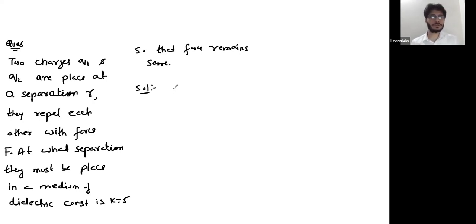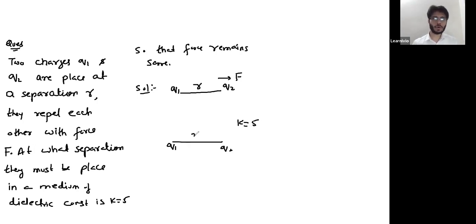Let's start with two charges. This is charge Q1, this is charge Q2. They are placed at a separation R in free space. They repel each other with a force. Now, in another medium, the dielectric constant of the medium is 5. He's asking at what separation X you should place the charges so that the force does not change. So basically you have to connect this X with R. The method is to first calculate the force in free space, then calculate the force in this medium, and take the ratio. From that ratio you can get the relation between X and R.